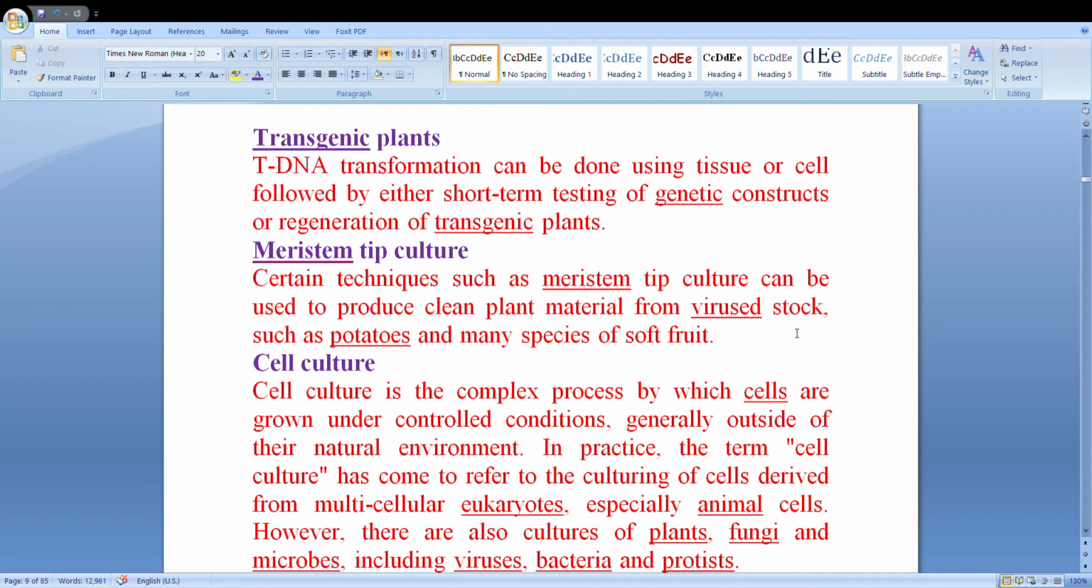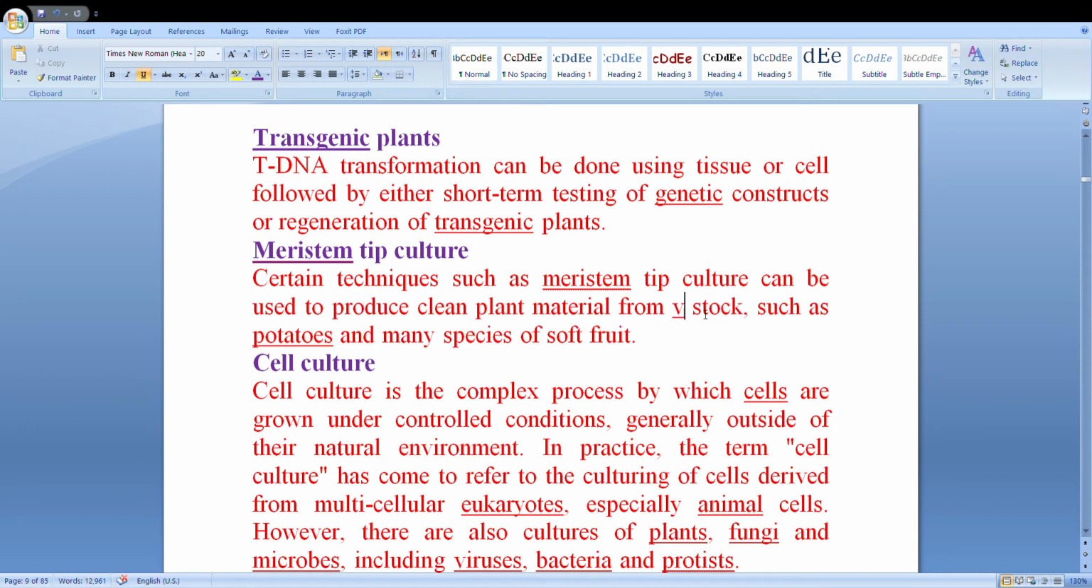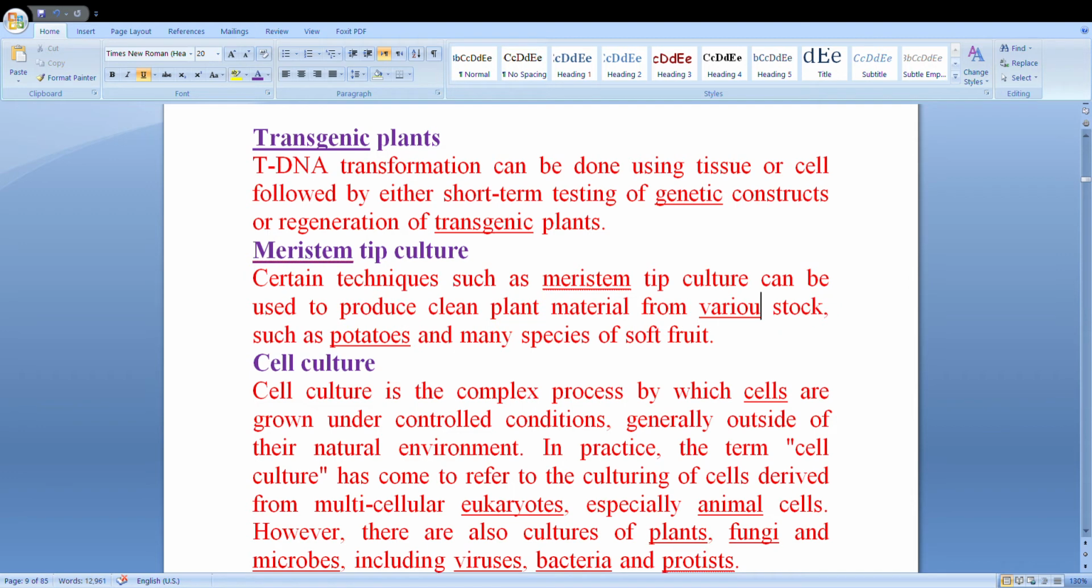virus-infected stocks such as potatoes and many species of soft fruits. This is from various stocks. And then cell culture.